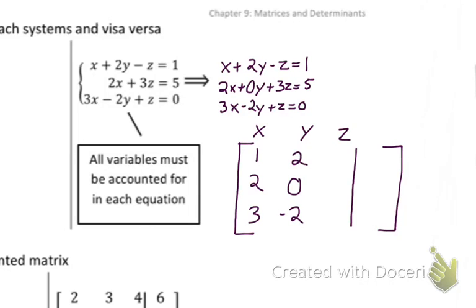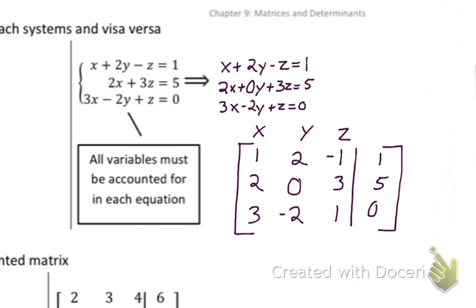For my z's, I have negative 1 for that top one. I have 3 for that second equation, and for the bottom, I have 1. And finally, our constants are 1, 5, and 0. Not our coefficients, but our constants. And that is now in matrix form.